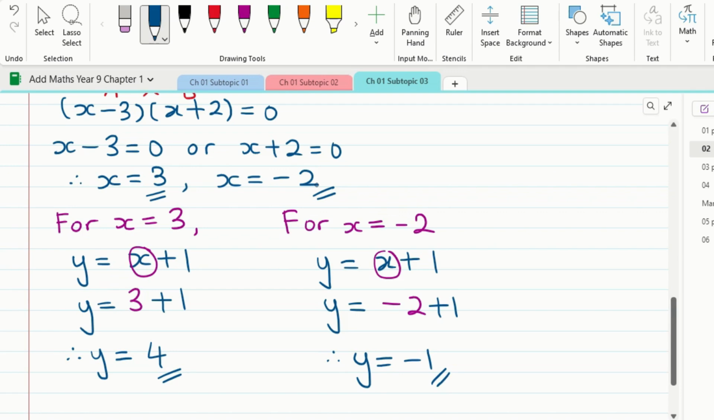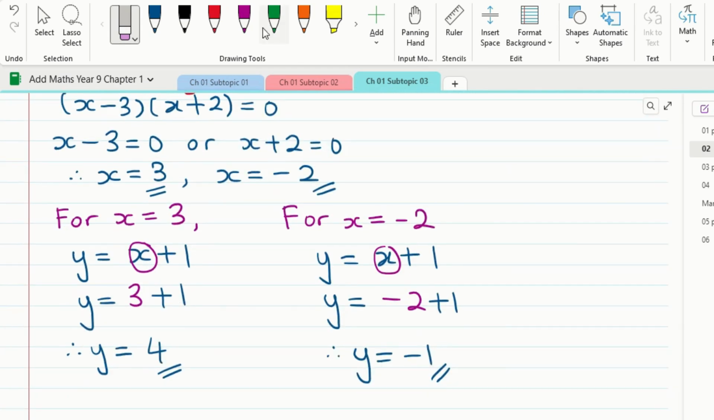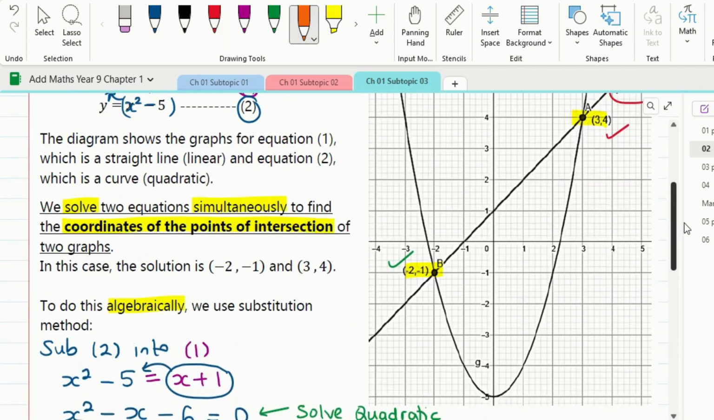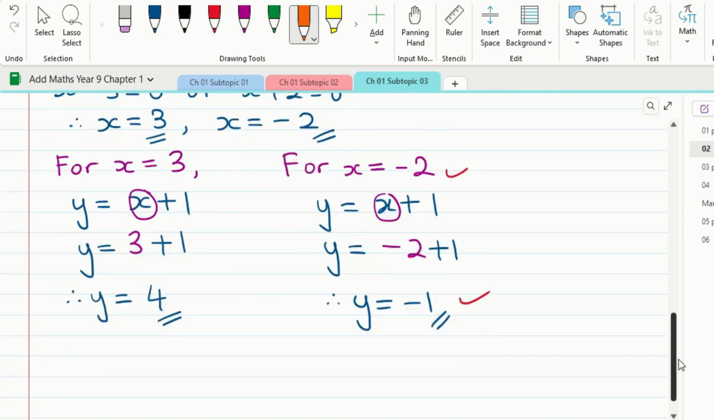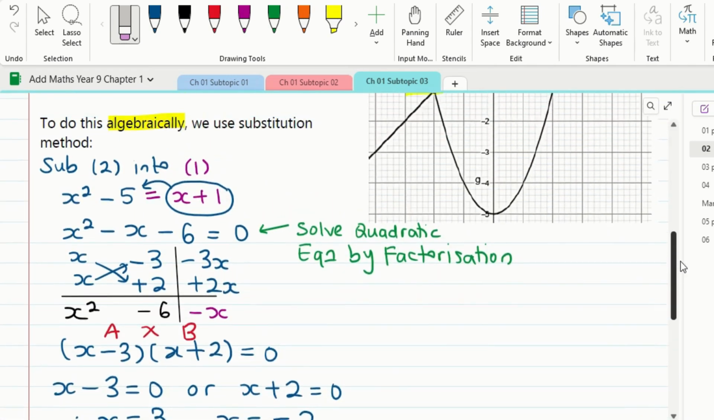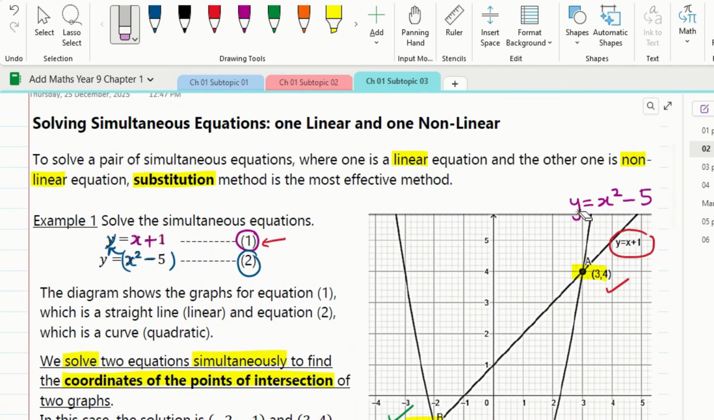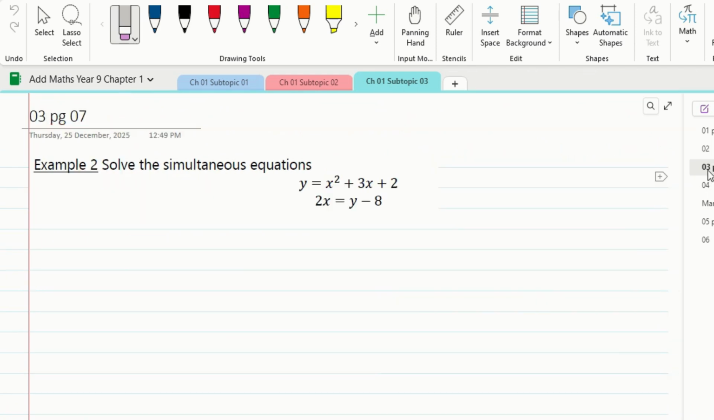So here, both values, if you check it back with the diagram, one of the values is negative 2, negative 1. So this is A. And then the second one is A equals 3, 4, which is x equals 3 and y equals 4. Therefore, this is correct. And this method is widely used if you encounter a simultaneous equation when you have one linear equation and one non-linear equation. Now, moving on to the next page.